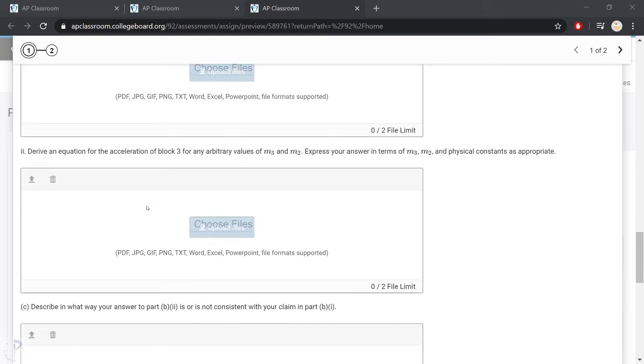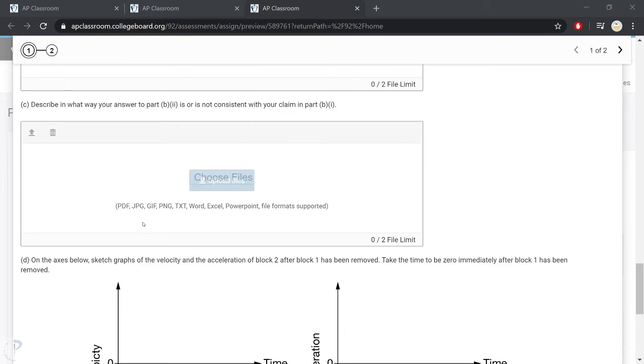Derive an equation for the acceleration. Oh, we just did that. Describe in what ways your answer to part B2 is or is not consistent with your claim in part B1? Okay, well, it is consistent in that the net force on object 3 is the tension force, and the tension force is purely based on the acceleration of object 3. Now, what we need to incorporate is the fact that the acceleration of object 3 is still dependent on the overall mass of the system. Curve becomes line, indeed. And so that part was not in our explanation in B1. So that's something I would add in C.